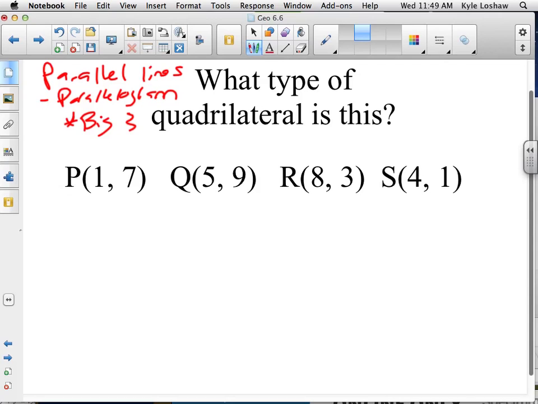What if we have one set of parallel lines? Well, one set of parallel lines would give us the isosceles trapezoid. And no parallel lines would give us a kite. And then we have things that we can deal with congruent sides.